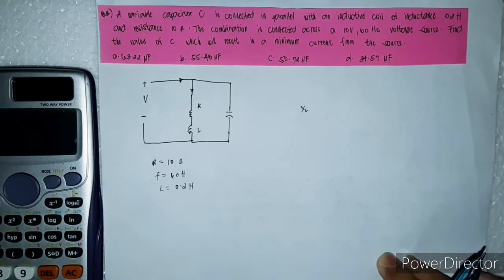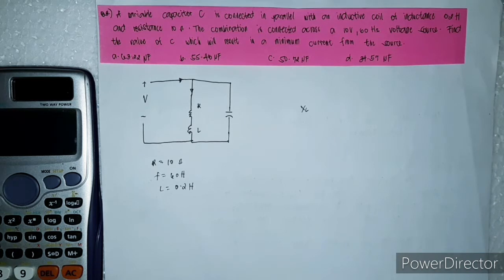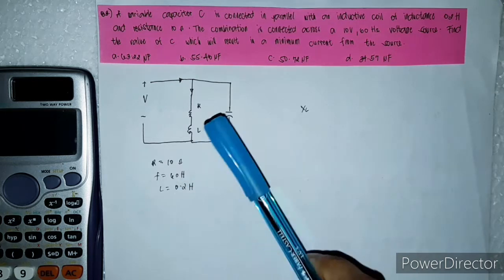Okay, so for our next problem, we have number 83. A variable capacitor C is connected in parallel with an inductive coil of inductance 0.2 Henry and resistance of 10 ohms. The combination is connected across a 10 volt 60 Hz voltage source. Find the value of C which will result in a minimum current from the source. So here is our diagram and our given.